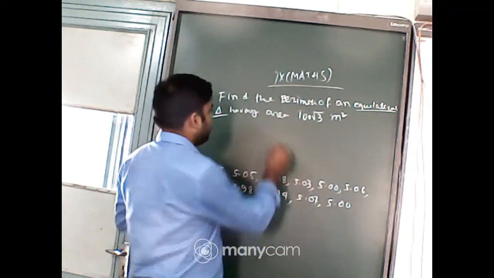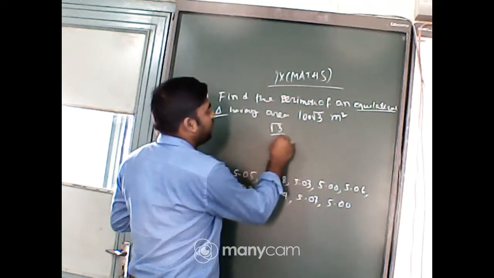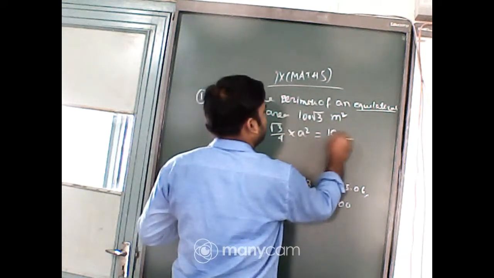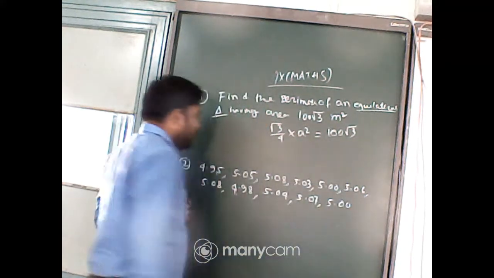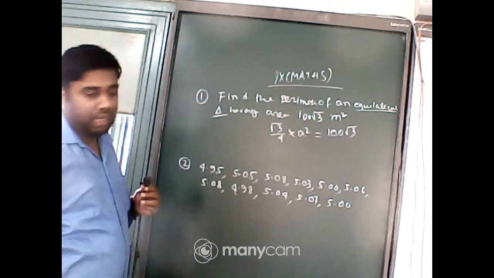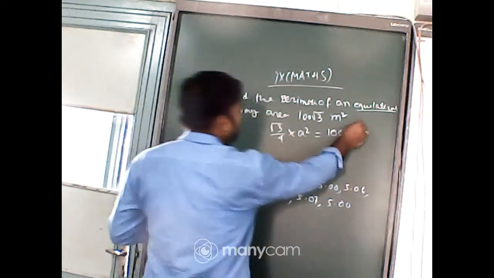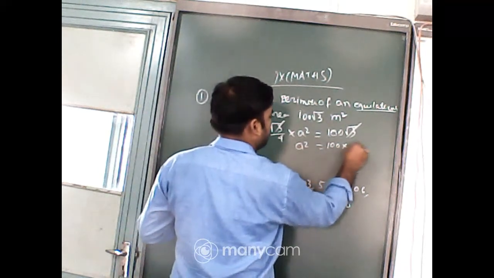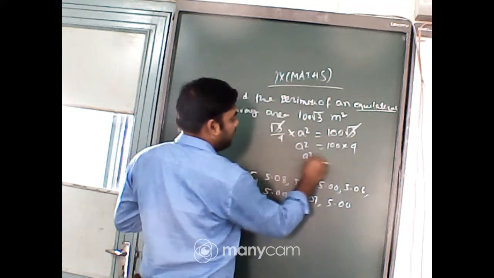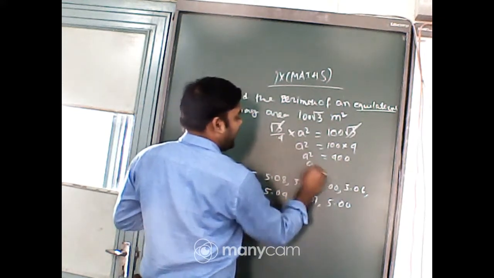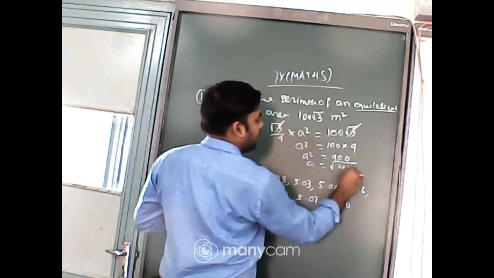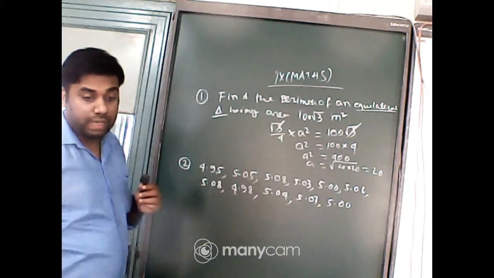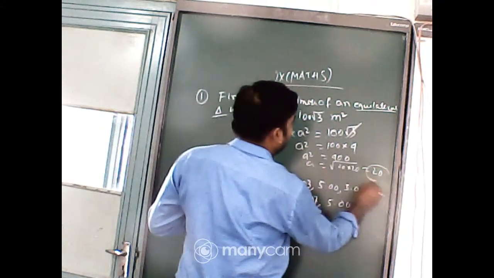So in an equilateral triangle, area is root 3 by 4 into a square, that equals 100 root 3. Is it okay? Root 3 by 4 into a square is 100 root 3. Both sides root 3 removed. A square equals 100 into 4, so a square equals 400. So you will get a equal to root of 20 into 20. So the side of the equilateral triangle is 20 centimeter.